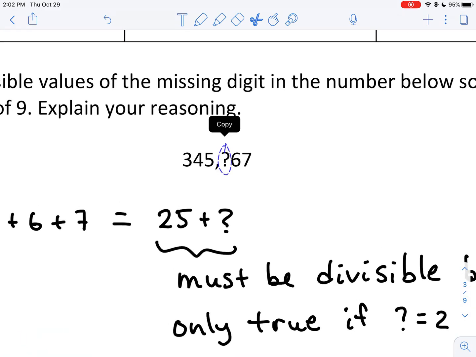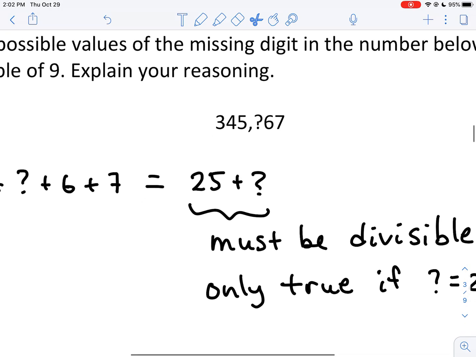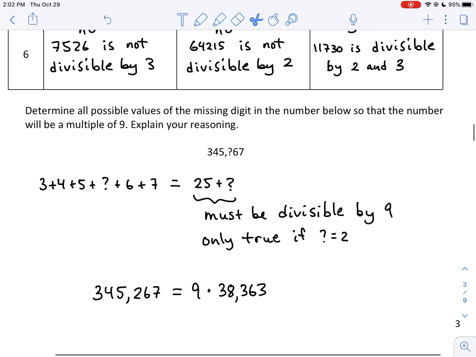Determine all possible values of the missing digit. So we were looking for a single digit here, 0 through 9. A lot of people didn't test 0. They tested 1 through 9, but you should also test 0.